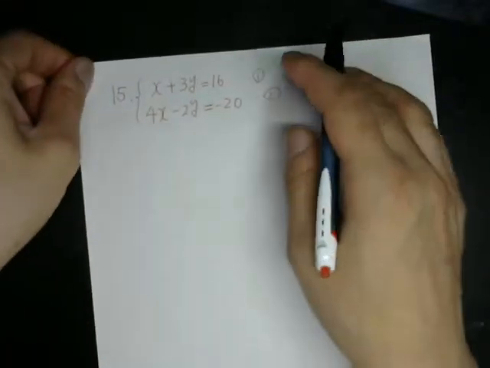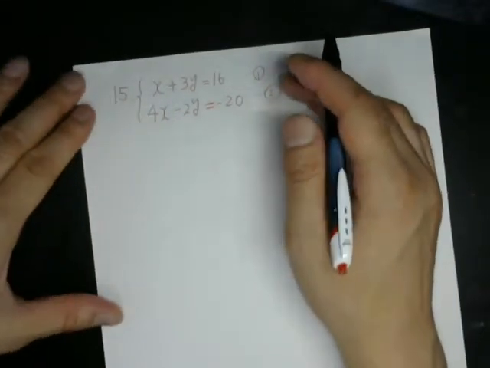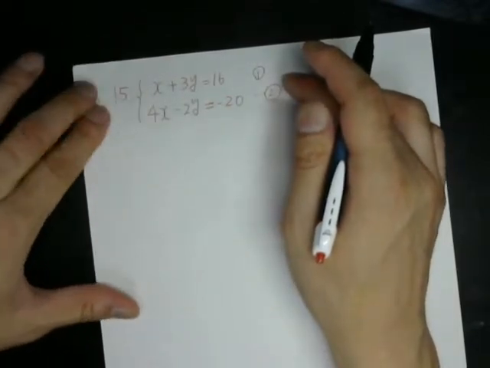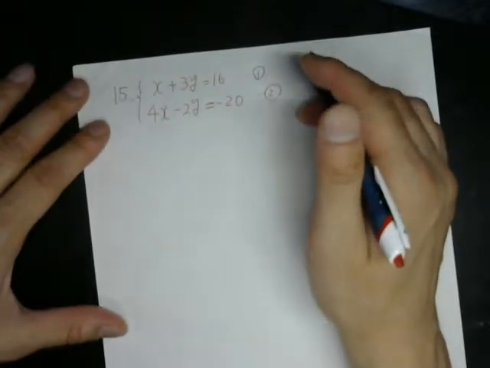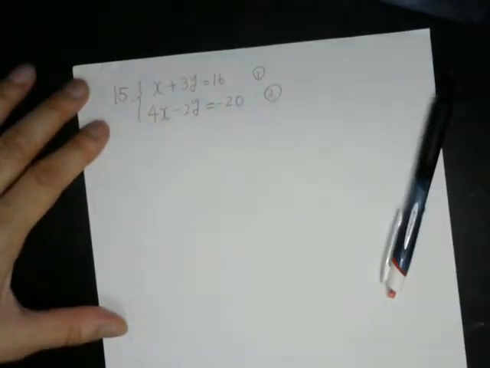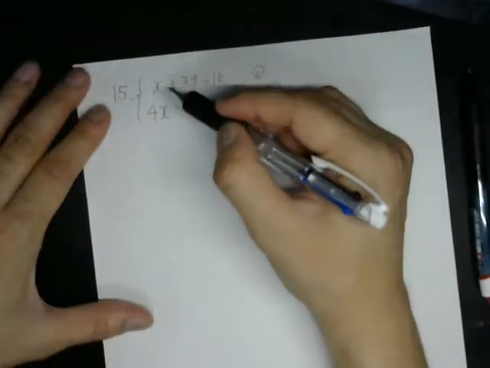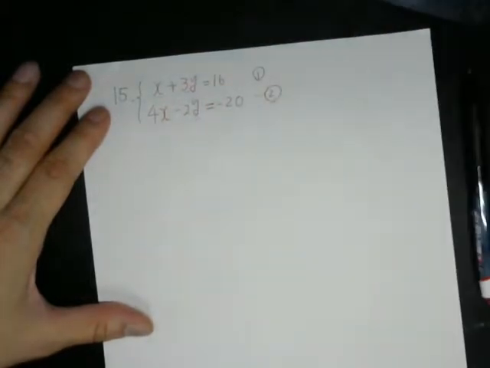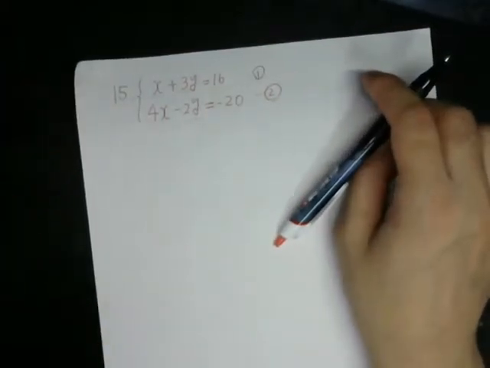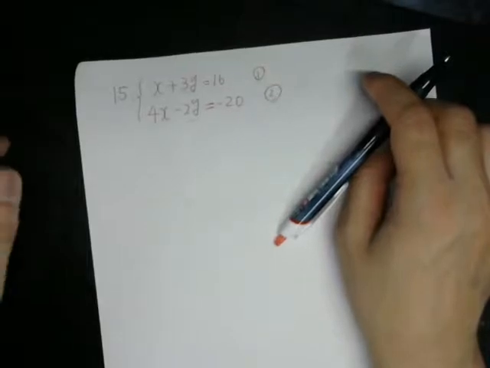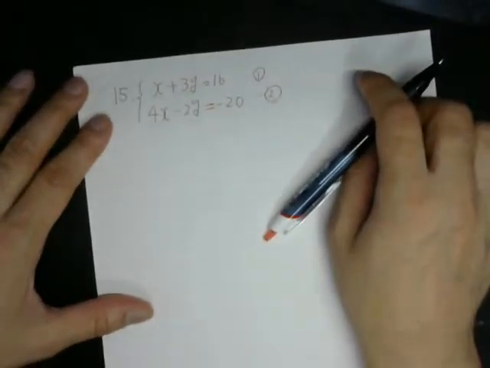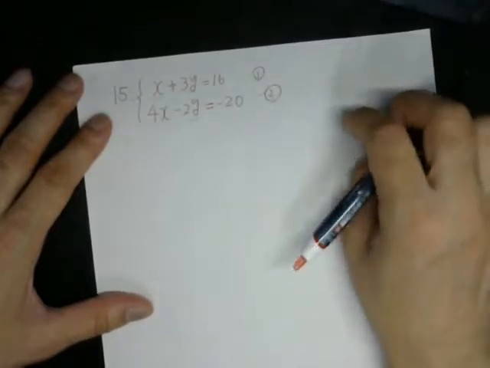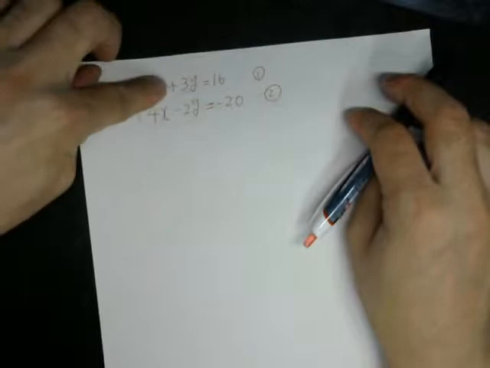Okay, this is the same section, problem number 15. So we're going to solve this linear system using the substitution method. Again, looking at these four parts on the left side of the equation, you want to find the easiest one to be isolated. Which one is that? It's the one that is standing alone without any coefficient in front, right? Well, this is kind of obvious.